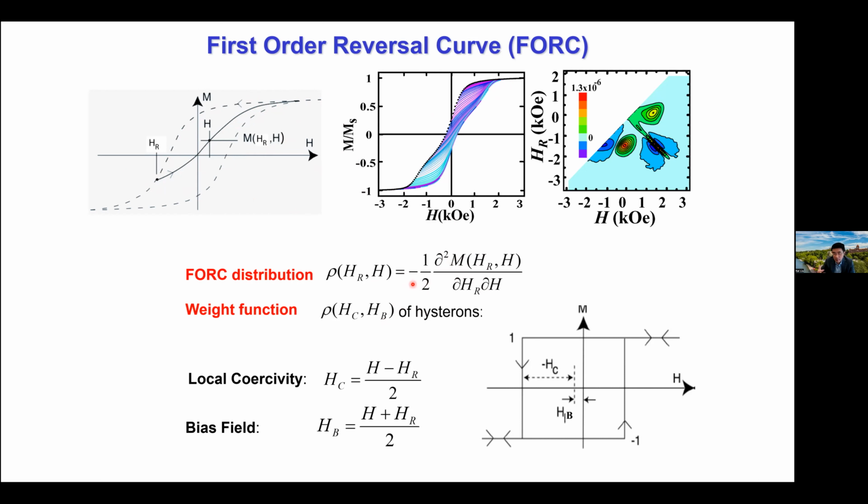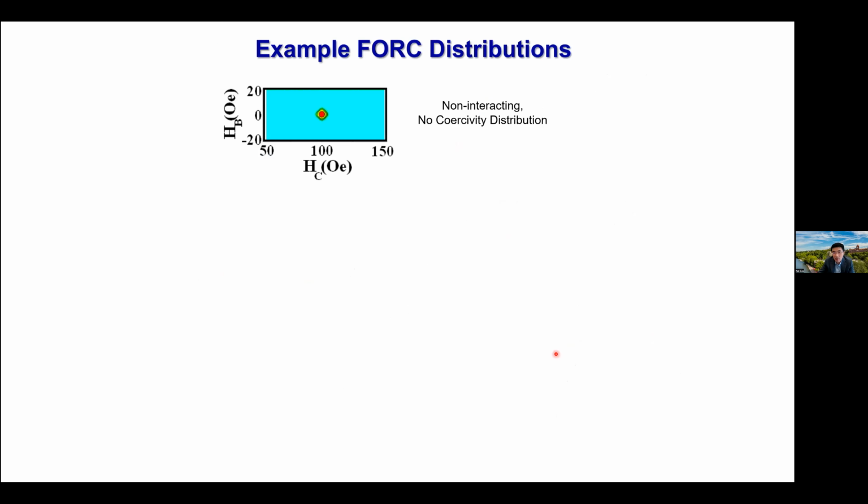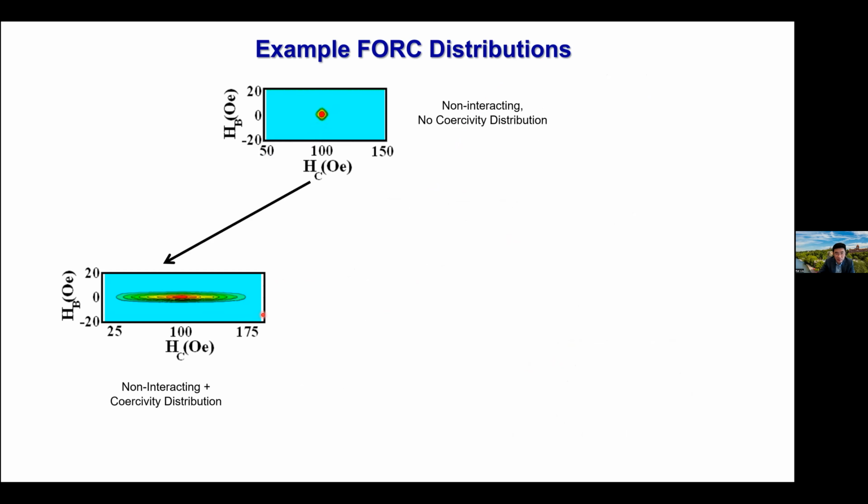In essence, this is basically disturbing the system and seeing the response. If the system consists of all identical constituents, let's say magnetic particles that are all identical, then you're just going to get a delta function. If you have a collection that are non-interacting, but they have a finite coercivity distribution, you will have a horizontal ridge in the coercivity versus bias field plane.